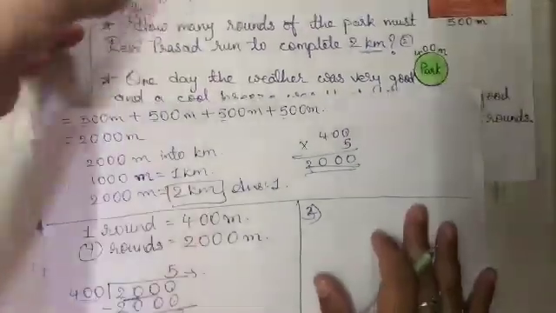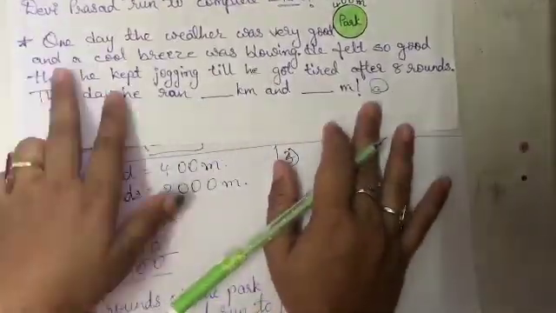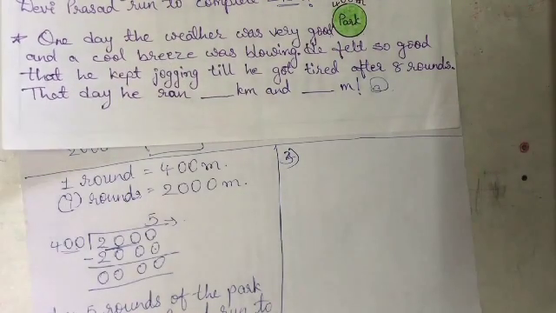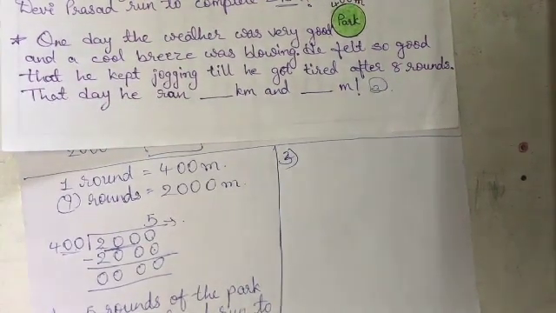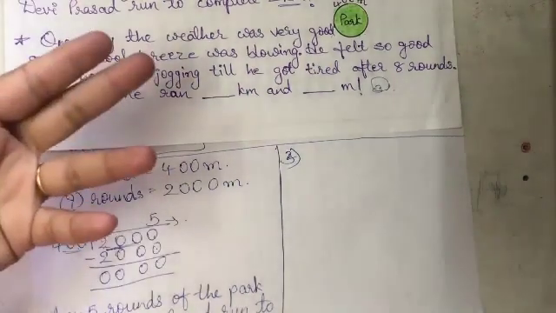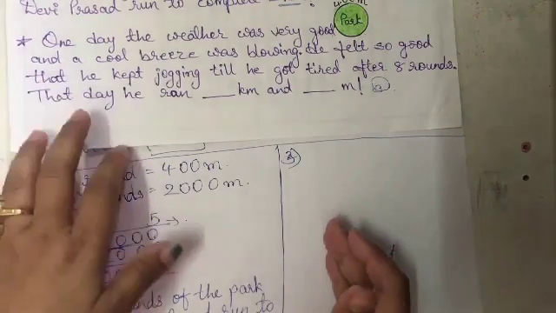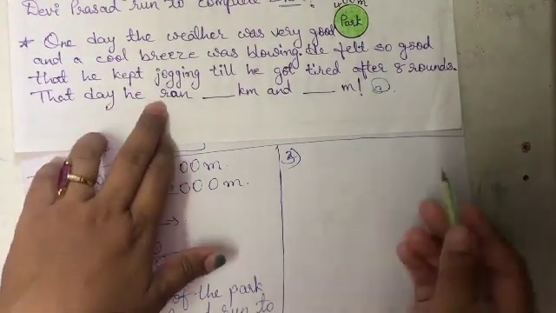What was the third question? One day the weather was very good. Okay, you know that in the winter, if the weather is good, then at that time we run more, right? Or we do more jogging. So he also did the same way. How much did he run in 8 rounds?